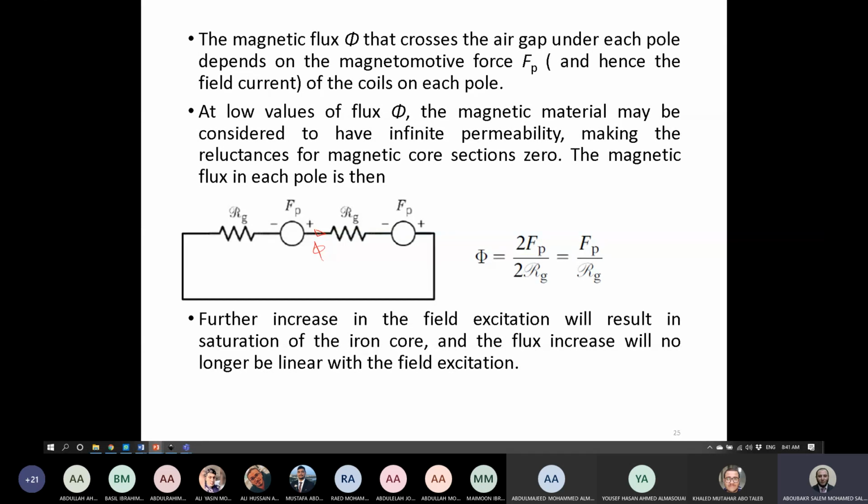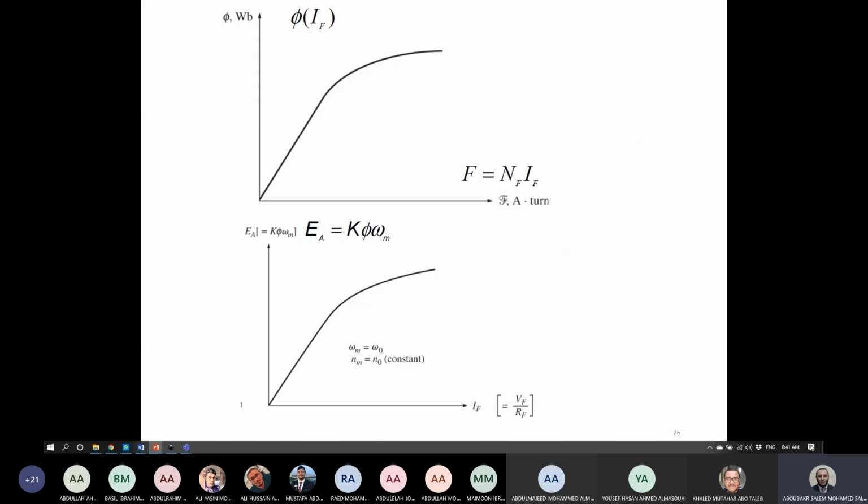Right. So after considering this flux, we need now to understand the magnetization curve. What is the relation between the flux, current, and the resultant EMF on the machine? As you can see guys, if we flow a current in the winding of the field, this is going to make MMF, which is F equals N of field winding multiplied by I of field winding.